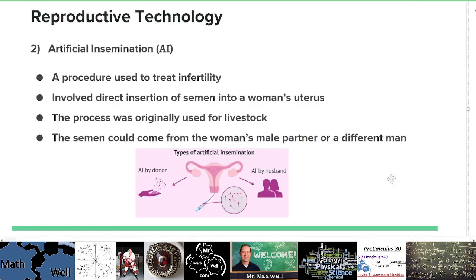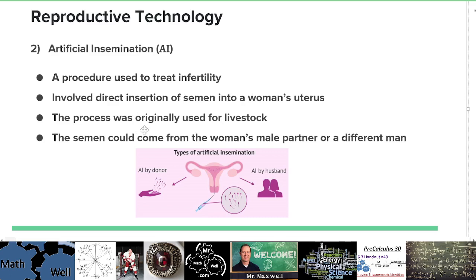All right, artificial insemination, AI. This is a procedure used to treat infertility. And of course, infertility is the term given to the state of not being fertile. So if you're unable to conceive or to stay pregnant, that would be infertility. You're not able to have kids. It involves direct insertion of semen into a woman's uterus.